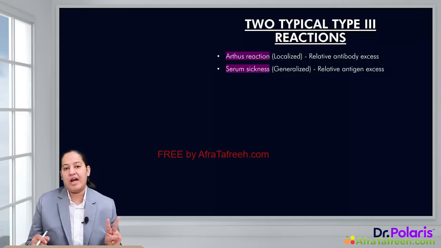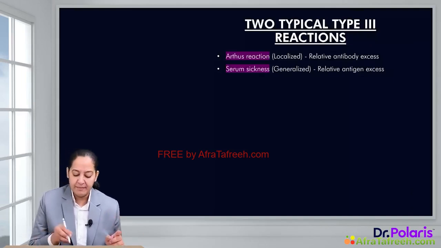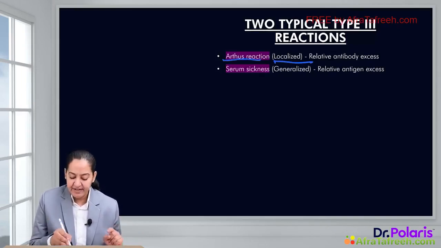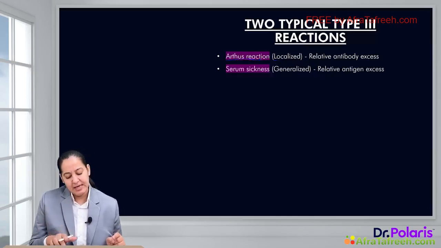It is also of two types, like type 1. If it is localized, it is known as the Arthus reaction. If it is generalized, it is known as serum sickness. So it is of two types.